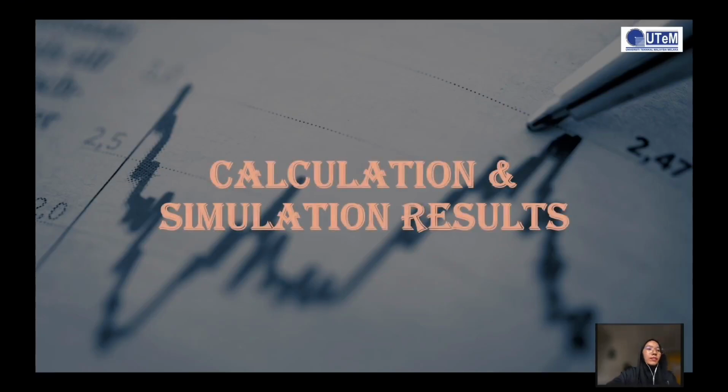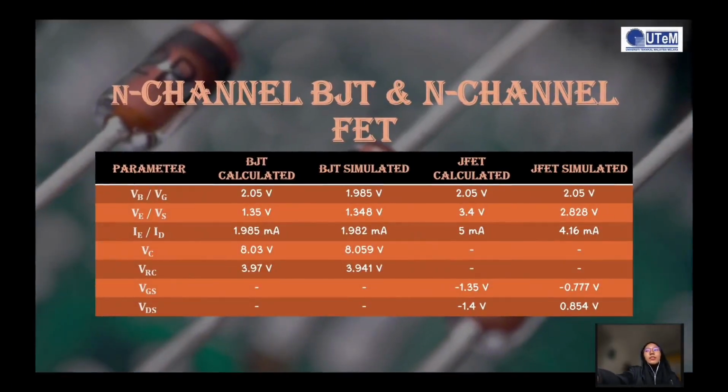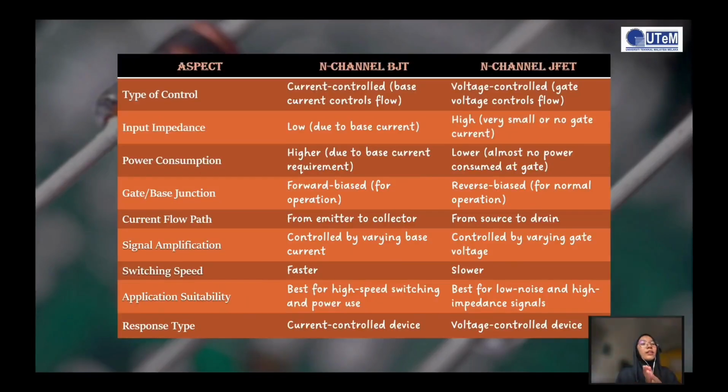First, we want to discuss the calculation and also simulation results for both N-channel BJT and N-channel JFET. For N-channel BJT, the simulation and calculation results that we get are almost the exact value, but maybe plus and minus between those values. Meanwhile, for N-channel JFET, we get calculation and simulation results for VG, RS, ID, VGS, and also VDS. So to conclude, the response type for N-channel BJT is a current control device. Meanwhile, the response type for N-channel JFET is a voltage control device.